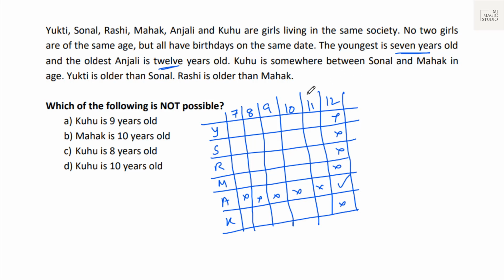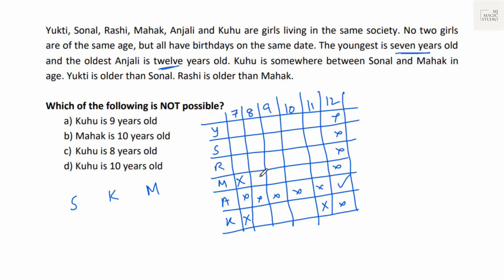And the youngest is 7 years old. Kuhu is somewhere between Sonal and Mahek: Sonal, Kuhu, Mahek. That means Sonal is younger than Kuhu, so Kuhu cannot be 7 years old. And Mahek is elder than Kuhu, so Kuhu cannot be 11 years old. And again, Mahek cannot be 7 years old because Mahek is older than Kuhu.